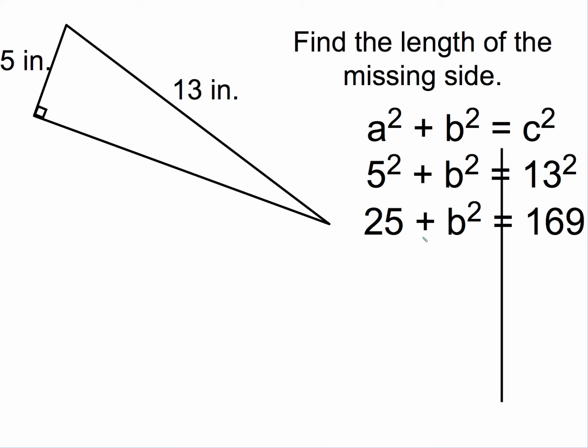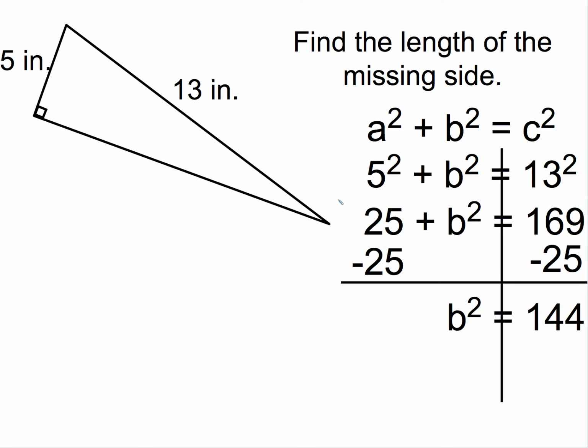Now, because the 25 and the 169 are on different sides of the equal sign, I need to get them to the same side. Since this is where the b squared is, I want to move the 25. And since it's positive 25, I'll move it by subtracting 25 from both sides. And that way the 25's cancel. I bring down the b squared. 169 minus 25 is 144.